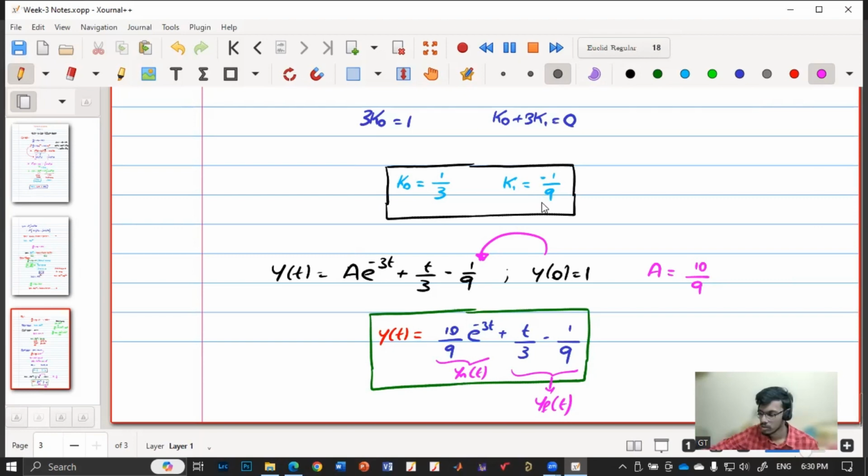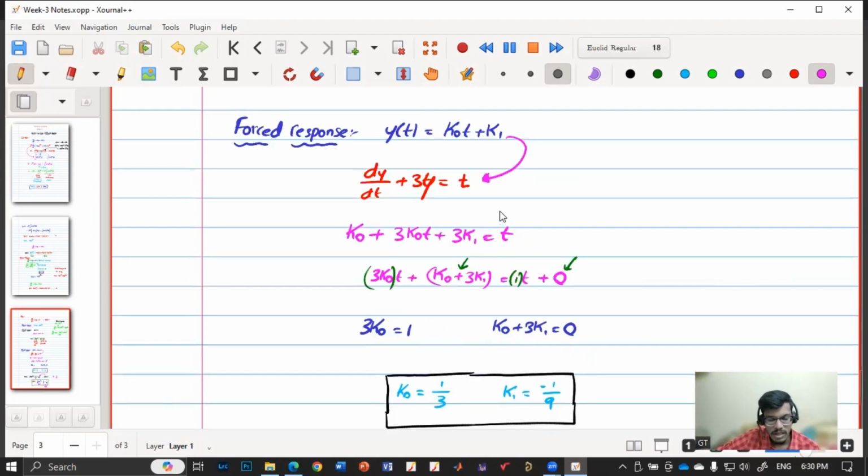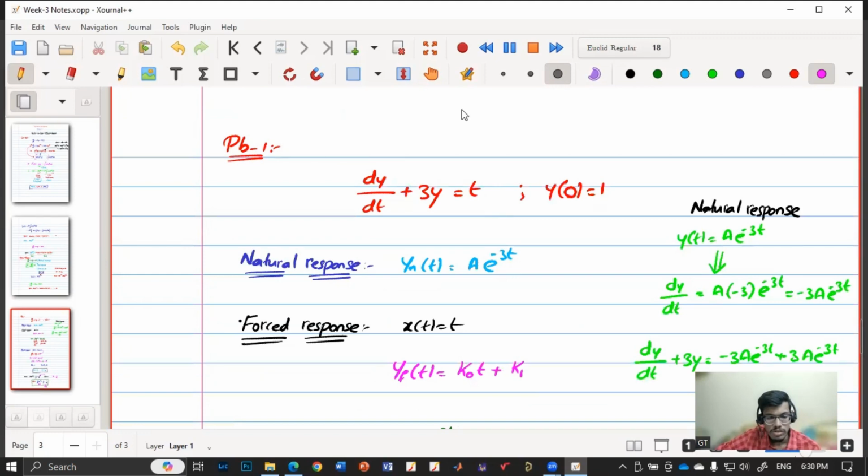So I'll do control S. I'll quickly explain how we have done. Initially, a linear differential equation, a first order differential equation to be precise, has been given and a boundary condition has been given. In any problem, we'll proceed with this format. First, we'll solve for the natural response, then we can solve for the forced response. From this, we know that d is equal to minus 3. So the natural response is yn of t equal to some constant a into e to the power minus 3t.